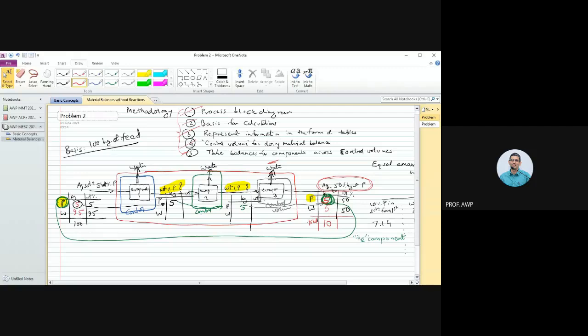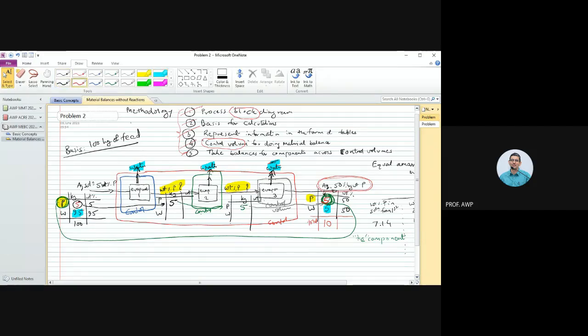So the control volume is different from the blocks. It can be one block, it can be multiple blocks. Now if I take this red control volume and do a balance for water, 95 kgs of water are coming in. Some water is going out here, here and here, and 5 kgs of water is going out here. So 95 minus 5, 90 kgs of water must be getting evaporated in the evaporator.